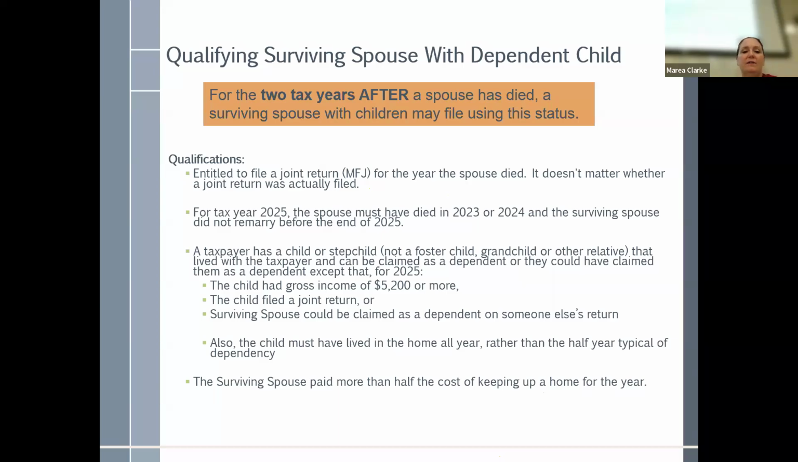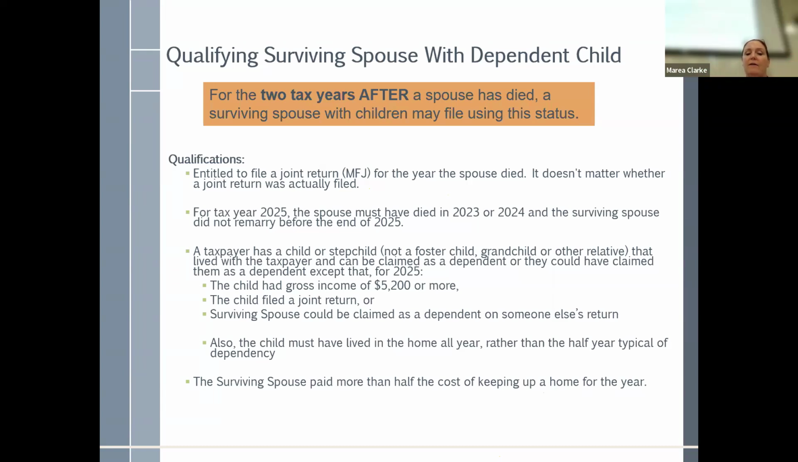All right, the last one is qualifying surviving spouse with a dependent child. So for the first 2 years after a spouse has died, the surviving spouse may use this special status that basically gives them the same filing requirements and tax rates as a married filing joint return. So if they could file a joint return in the year that the spouse died, whether they did or not, that would qualify them as long as they still have that dependent child living with them. So if the spouse died in 2023 or 2024, they could still do that in 2025. They also cannot have remarried. So as soon as you remarry, this qualifying surviving spouse status is no longer available.